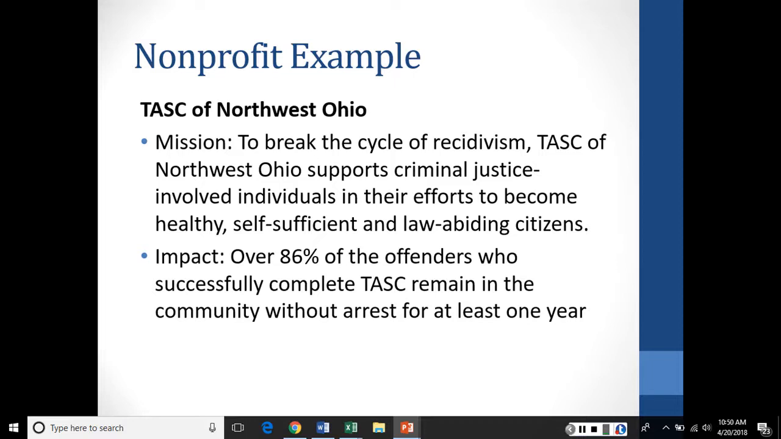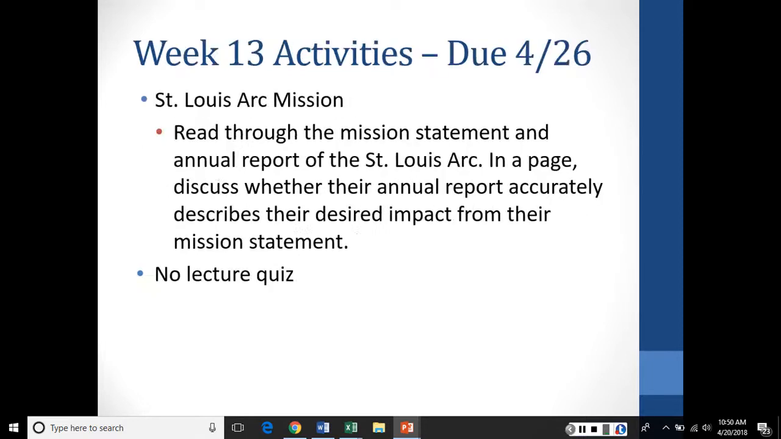So it's a very specific, quantifiable mission statement that they can show the impact statement for. I would highly suggest that you do this for your nonprofit that you work at. Okay, so activities for the week.